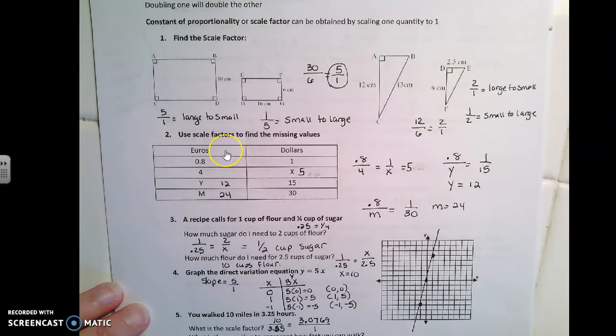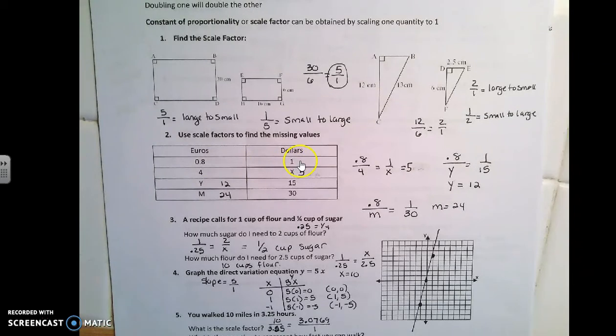So for example, here's a comparison of euros to dollars. And what this is saying is that every 0.8 euros is equal to $1, or for every dollar you could convert it to 0.8 euros. So if I had 4 euros and I wanted to know how many dollars that was, I can set up a proportion with the 0.8 and the 4 and the 1 and the x, and then I can cross multiply and I find out that the value for x is 5. So that means that 4 euros is equivalent to $5.